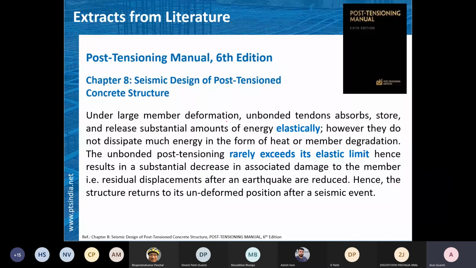In the post-tensioning manual, the recent 6th edition, they have emphasized the behavior. That is, the unbonded system behaves more elastically. It doesn't enter into the plastic zone, so it rarely exceeds the elastic limit. This is the statement taken directly from this 6th edition. It is in chapter 8.